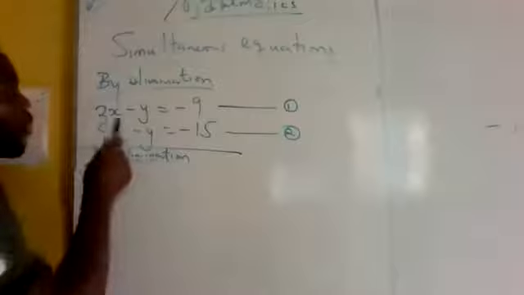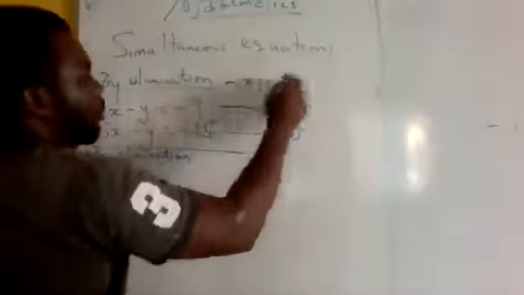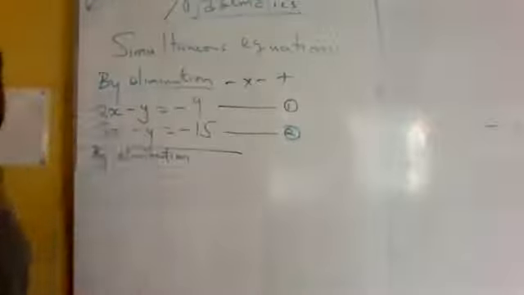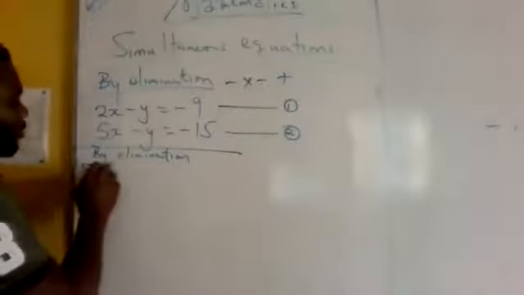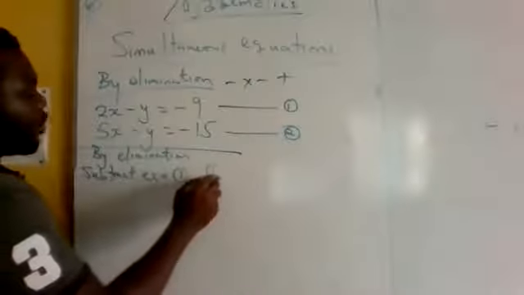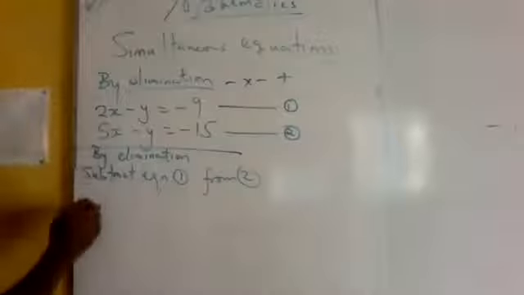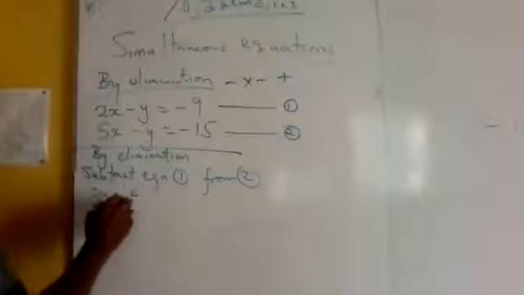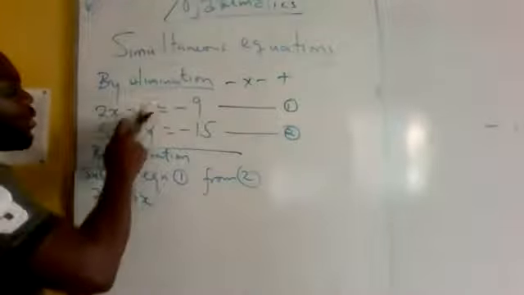Why? Because minus y minus y. Minus times minus is what? Plus. So that will make this one plus. So the meaning is that subtraction is the best thing to use. So I'll say subtract equation 1 from equation 2. So that will become 2x minus 5x. Looking at this, they will eliminate each other already. Because that will be what? Y, that will be minus y.